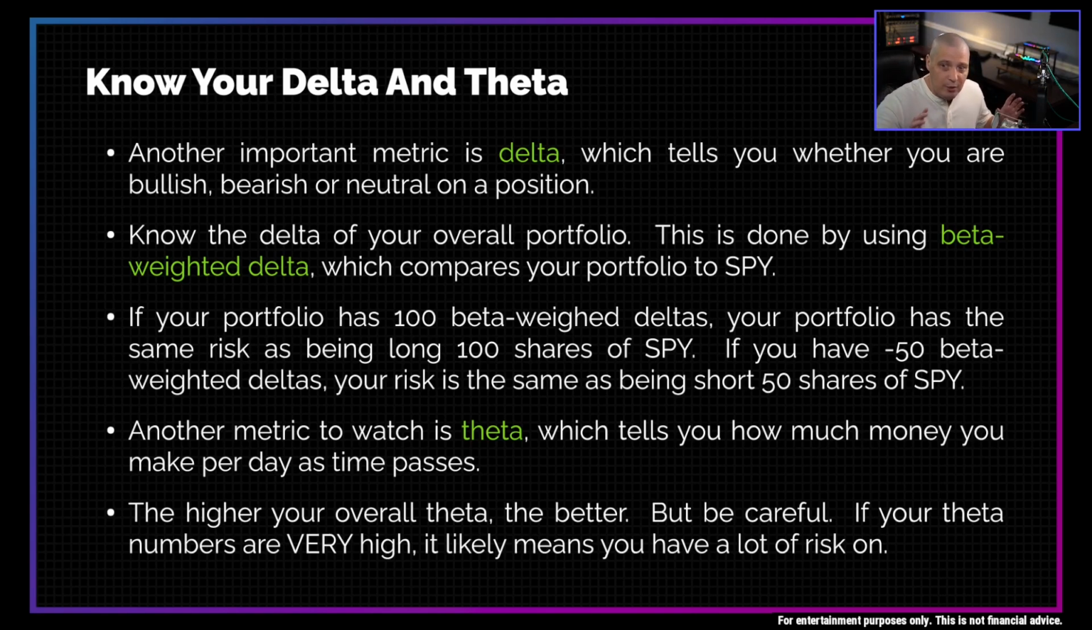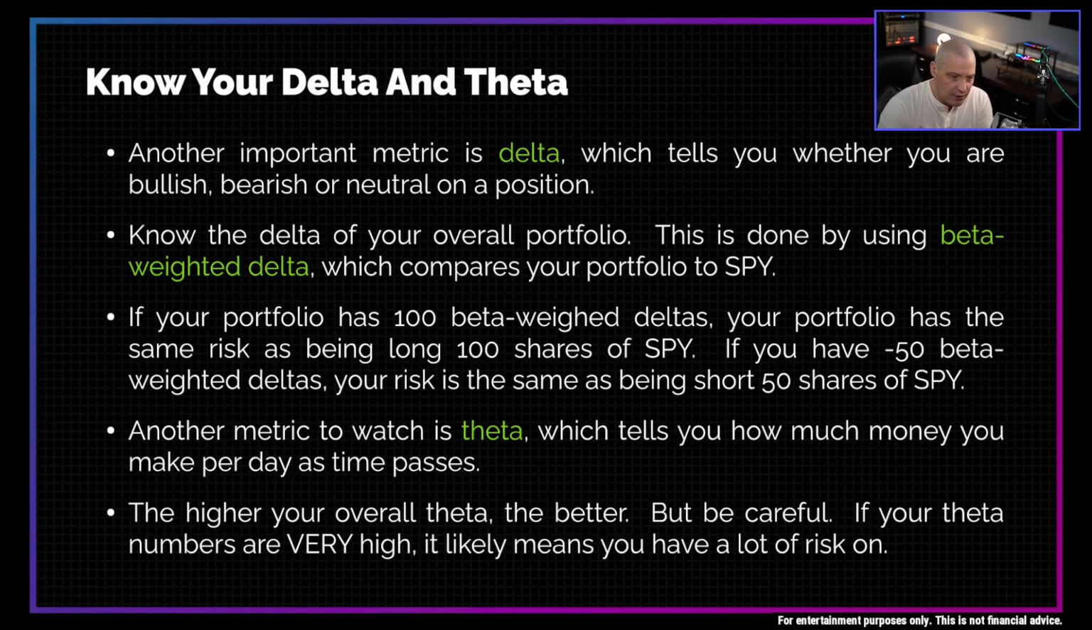You're way, way, way too long the market. So that's how you play with beta weighted delta. That's how you use the number. It tells you whether you're taking too much directional risk or not. And if you're taking too much, for example, long directional risk, get that number to come down. And how you get that number to come down is stop putting on bullish trades for a while. Put on some neutral trades. Put on some bearish trades.